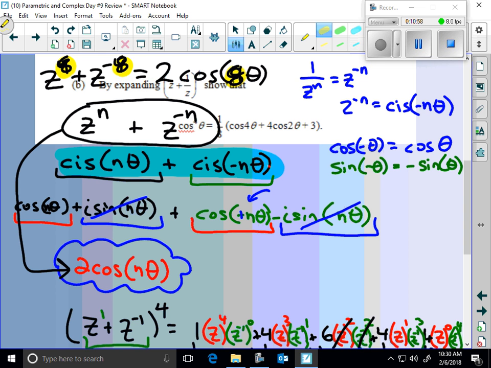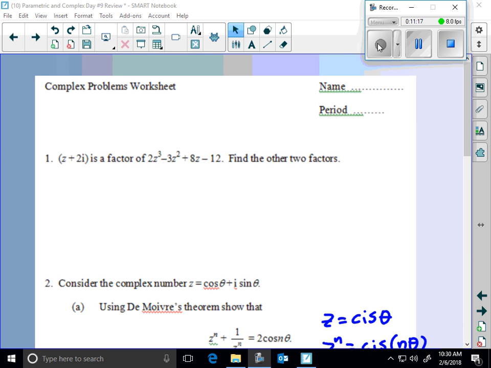Of theta, correct. In this form only. So z to that power plus z to that negative power will equal 2 cosine of n times whatever your angle is. Will the power and the power always be the same? Yeah, they have to be. In order for that to work, they have to be. Yeah, powers have to be the same there.